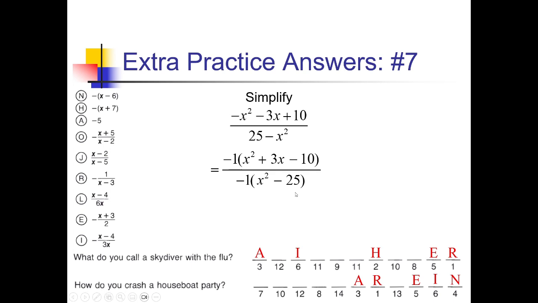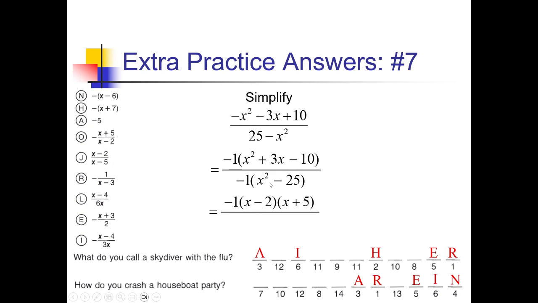Let me go a little bit further. So I've got the negative 1 in the numerator that I already took out, and now I need, for the stuff in here, factors of negative 10 that add up to 3. 1 and 10 doesn't work, but 2 and 5 works. Negative 2 and positive 5. So I'll write x minus 2, x plus 5.